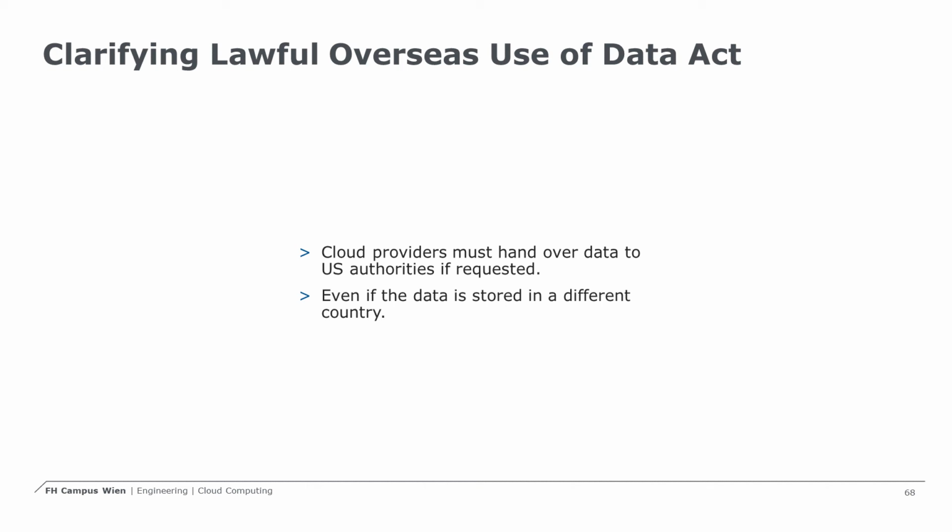The Cloud Act, 2018, USA. The Cloud Act, or House Rule 4943, is the latest addition to the US legislation pertaining to cloud providers. This act says that a cloud provider must hand over data to US authorities if requested, even if the data is stored in a different country. This act has been widely criticized and is, according to several legal scholars, in contradiction with the GDPR.